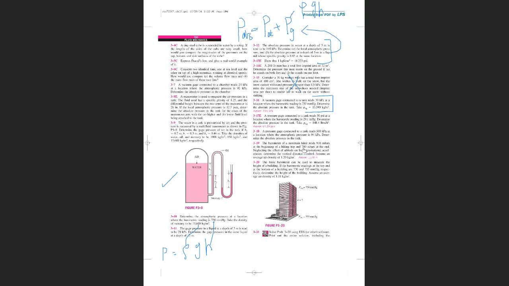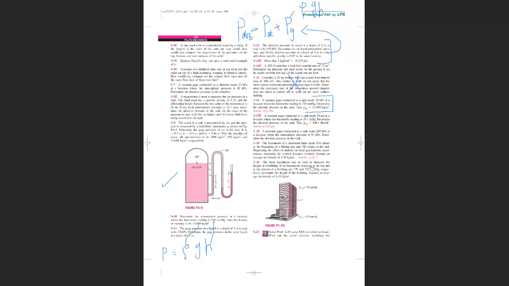And then he said 18. A pressure gauge connected to a tank reads 500 kPa at a location where the atmospheric pressure is 94 kPa. Determine the absolute. So this is just adding the atmospheric pressure to the gauge pressure to get the absolute pressure. Question 19. The barometer of a mountain hiker. 19 is not with us.